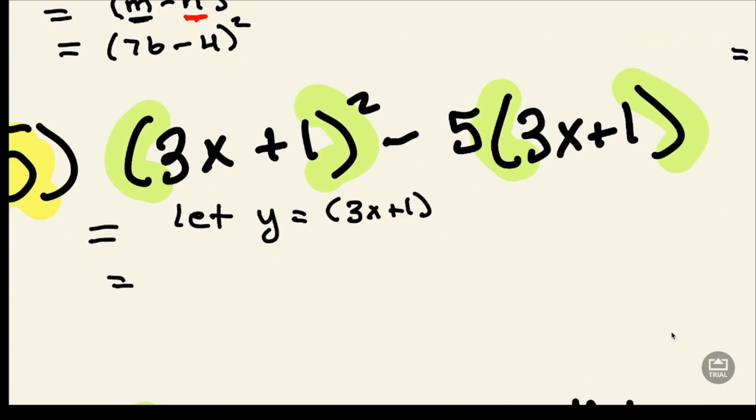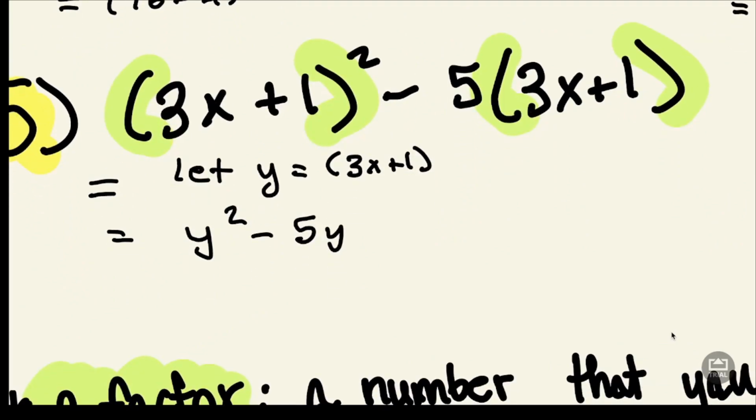So let y equal 3x plus 1. Now, we know there's a 3x plus 1 in the first term, and in the second term there's another 3x plus 1. The thing with the first term is that it's squared. So you follow the same logic: y squared, because it's repeating two times. Just y squared minus 5y. And that's it.